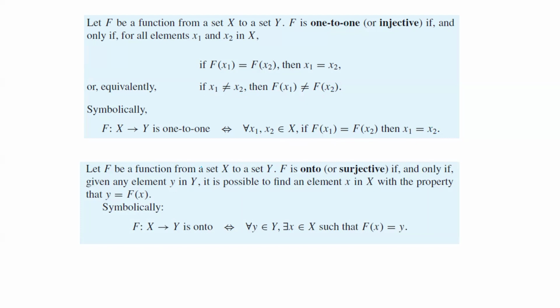We say that a function is onto or surjective if and only if, given any element like y in Y, it is possible to find an element like x in the domain such that y is equal to f of x. Symbolically, a function f from X to Y is onto or surjective if and only if for every random element that you take from the codomain, you can find a value in the domain such that f of x is equal to y.